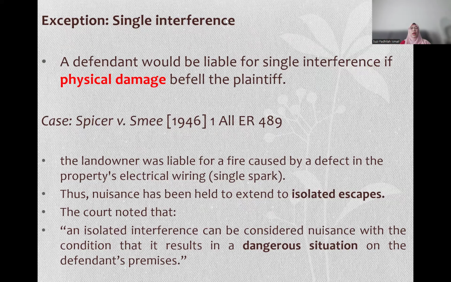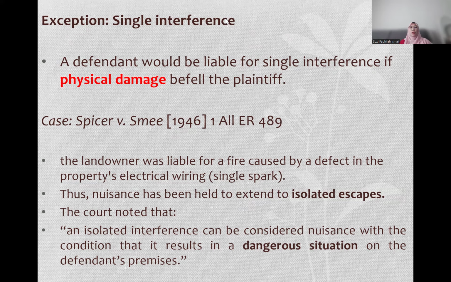That's the case of Spicer v Smith, 1946. The landowner was liable for a fire caused by defects in the property's electrical wiring. It was a single spark and it caused a fire. In this case, the court said there is no need to prove continuous interference whatsoever. Nuisance has been held to extend even to isolated escapes like this.